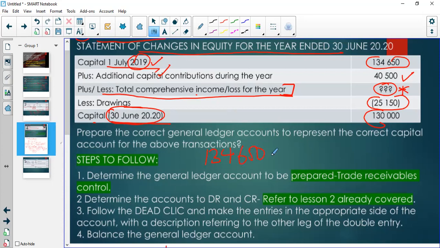So in other words, it's like we are saying 134,650 plus additional capital 4,500, plus a figure here which we don't know, so we're going to say y. We don't know whether it's a minus or a plus yet, but if we put a plus y, we'll be able to figure it out. But we know we're subtracting 25,150. Eventually, this must give us 130,000. So it's more like an equation.